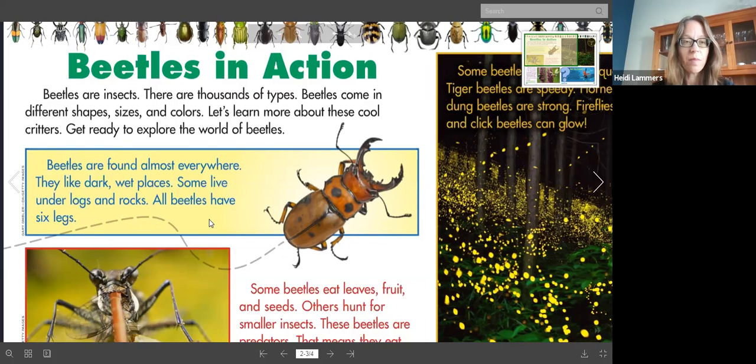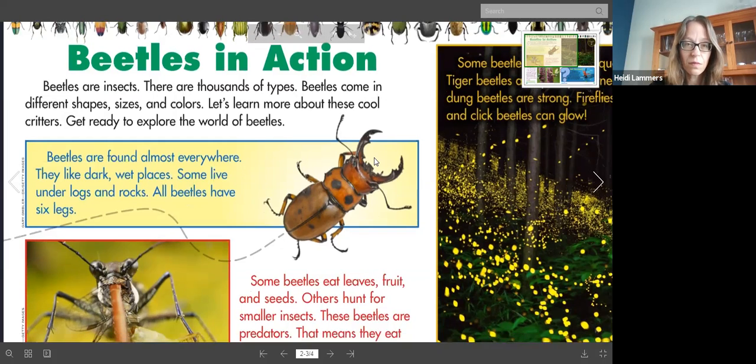Okay, so we just read about where you can find beetles, and we read a little fact about them. What do all beetles have? 6 legs. And where do some, but not all, live? Yeah, under logs and rocks. That might be dark and wet under logs and rocks.